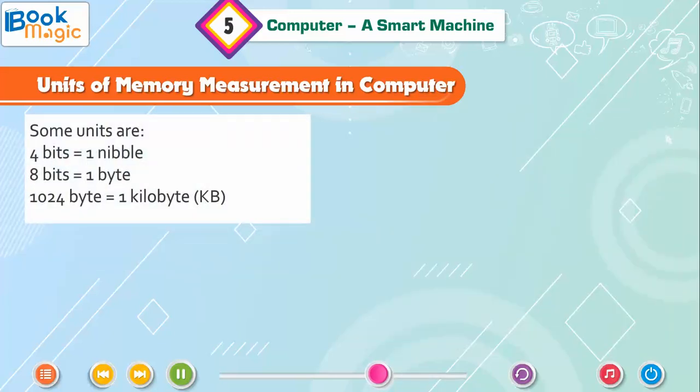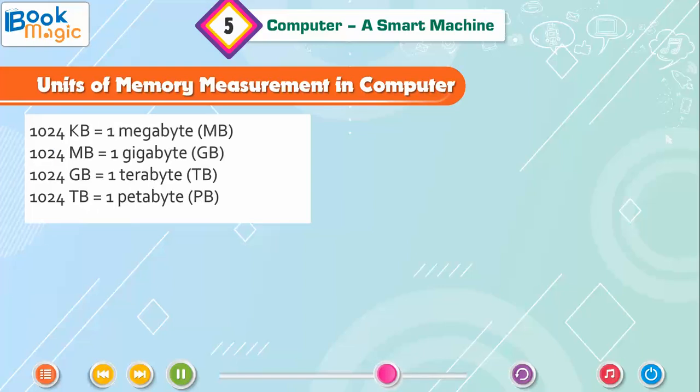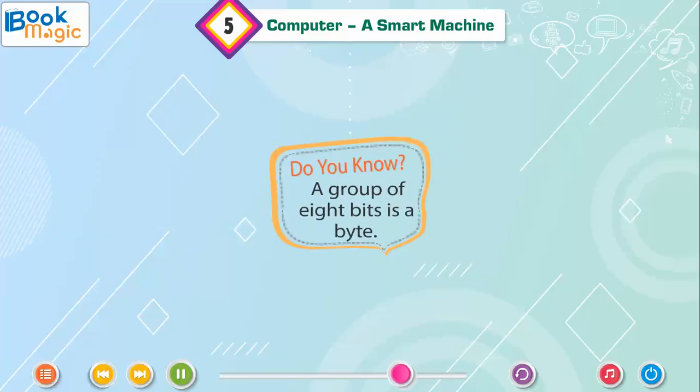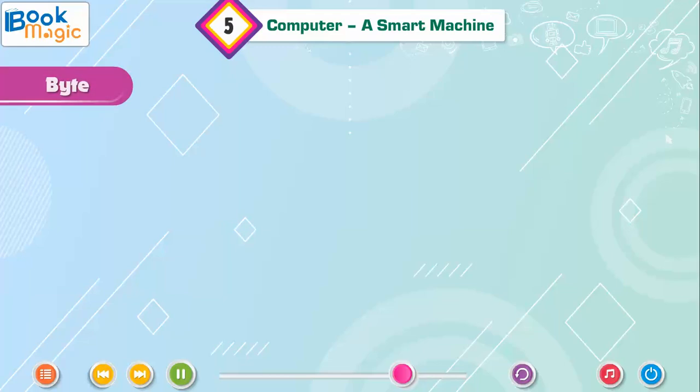Some units are: 4 bits equals 1 nibble, 8 bits equals 1 byte, 1024 bytes equals 1 kilobyte (KB), 1024 KB equals 1 megabyte (MB), 1024 MB equals 1 gigabyte (GB), 1024 GB equals 1 terabyte (TB), 1024 TB equals 1 petabyte (PB). Do you know? A group of 8 bits is a byte.